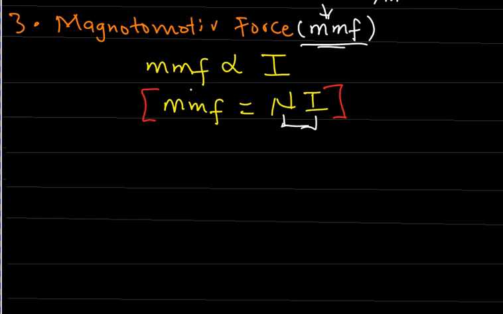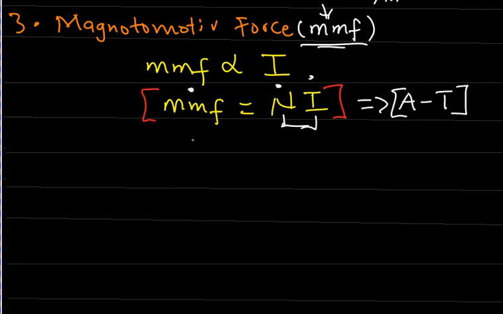Now, it happens that this magnetomotive force is the work that is done. And by the way, the SI unit of current is ampere. The SI unit of number of turns, you can just call it turns. So the SI unit is ampere-turns. Ampere for current, turns for the number of turns of the coil.